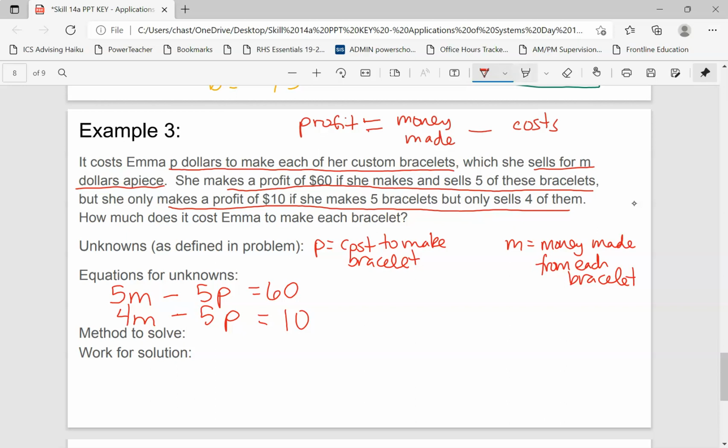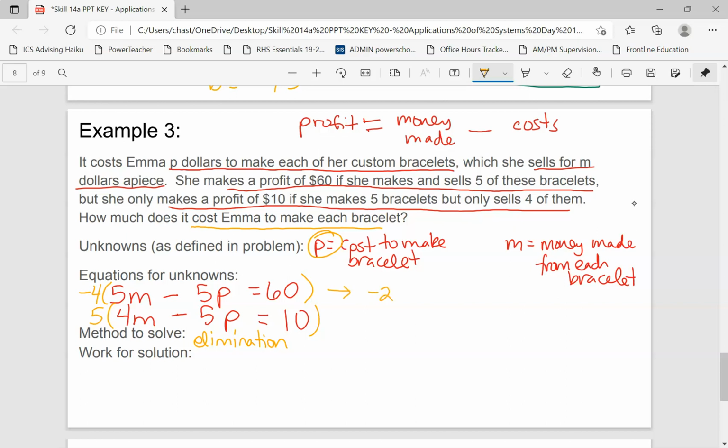Now, the method that I would use to solve, in this case I would most definitely use elimination. To do that, I'm going to try to cancel out those P's. Well, it asks us to find how much it costs Emma to make each bracelet. So the cost that Emma makes, that's the variable P. So actually, I'm going to eliminate the M variable. To do that, I'm going to multiply the top equation by -4 and the bottom equation by 5. That's going to allow those M's to cancel out.